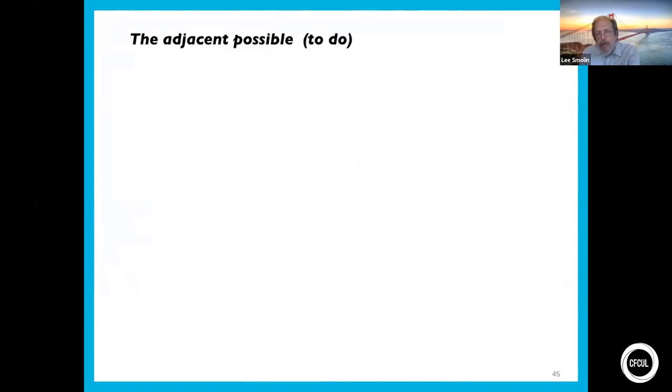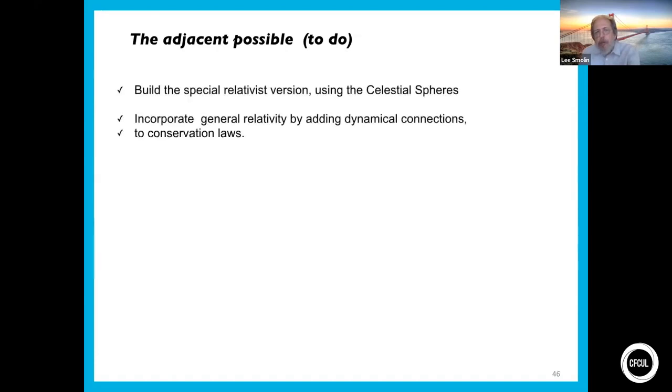And I think I refer to the papers. Okay, so I'm almost done. The adjacent possible is a nice expression that we get from Stu Kaufman. It means what's the next thing that can be done. So this builds the special relativistic version that I mentioned at the beginning.